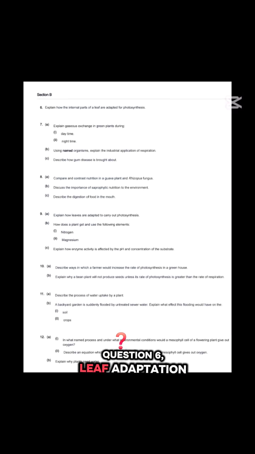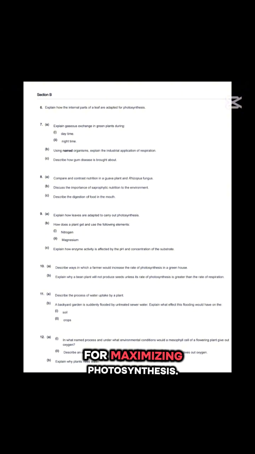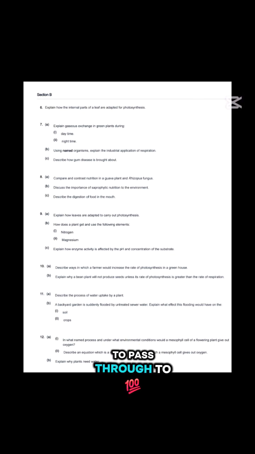Question 6. Leaf adaptation for photosynthesis. The internal structures of a leaf are highly specialized for maximizing photosynthesis. Upper epidermis, transparent layer that allows maximum light to pass through to the photosynthetic cells below. It is covered by a waxy cuticle that reduces water loss.